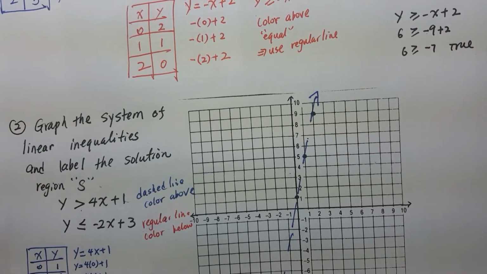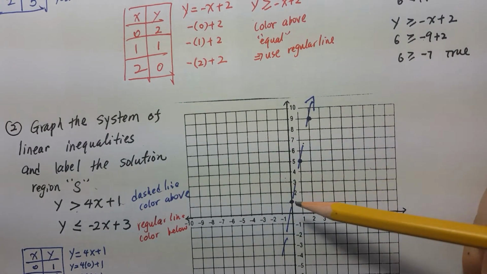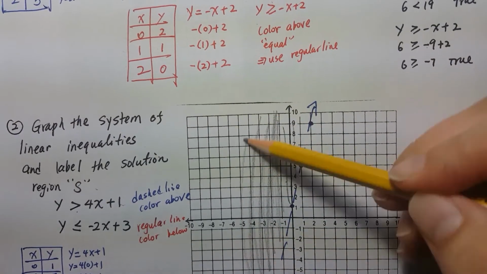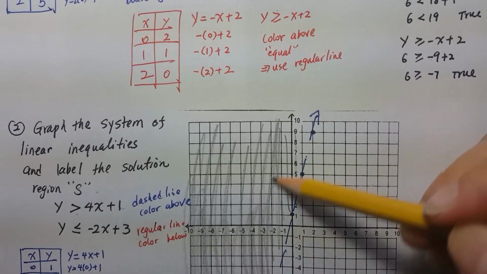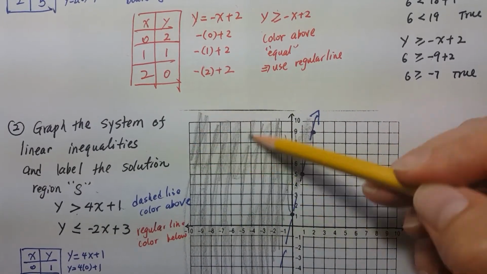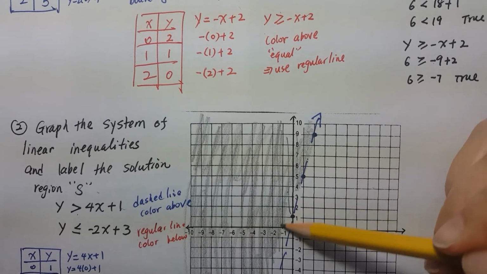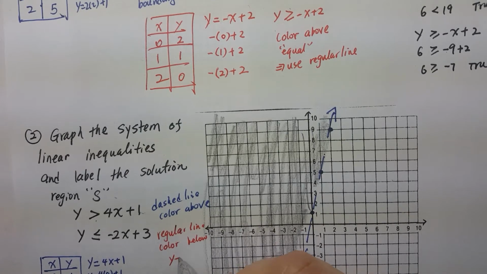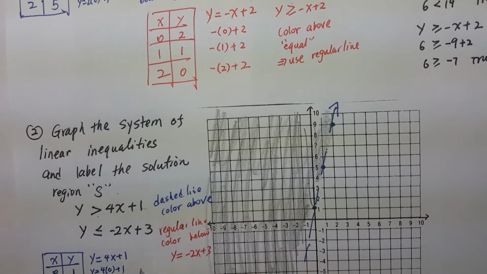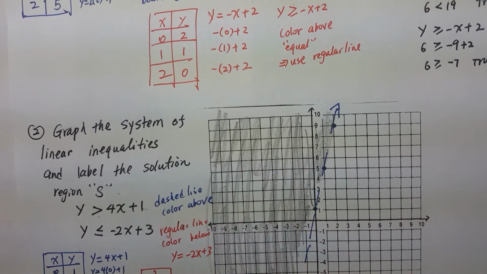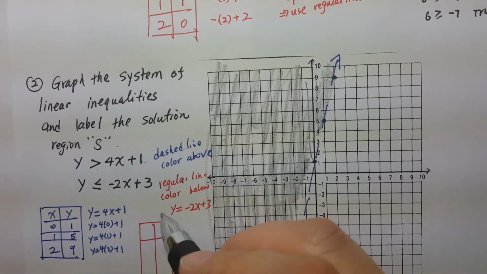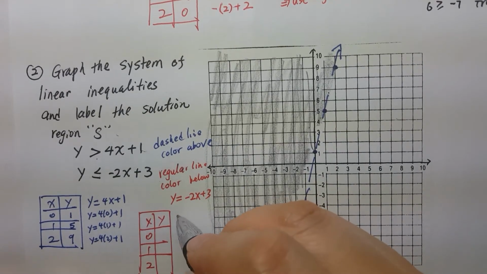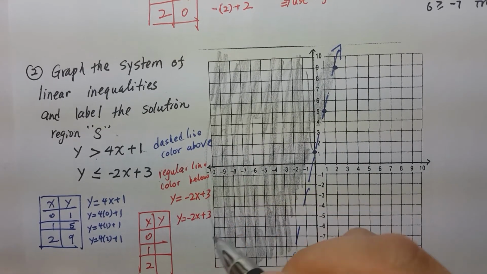Now, you're going to color above. So, above. Next, we are going to make a table for y equals negative 2x plus 3. So I'm going to make a table. Y equals negative 2x plus 3.